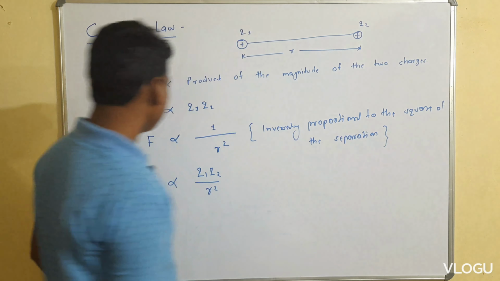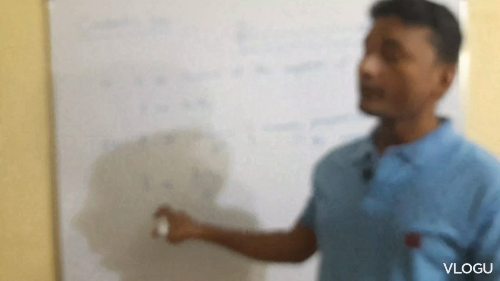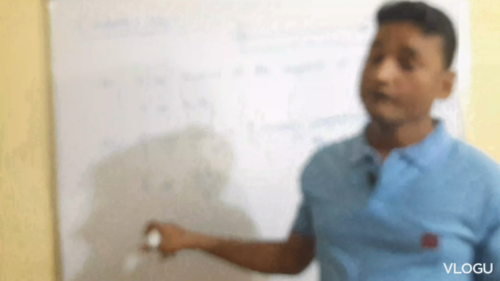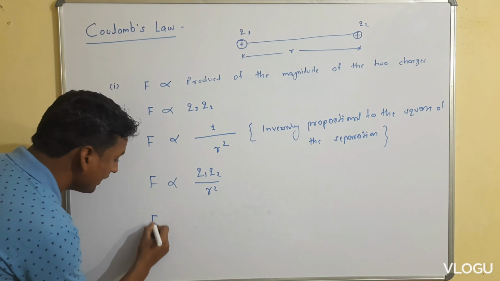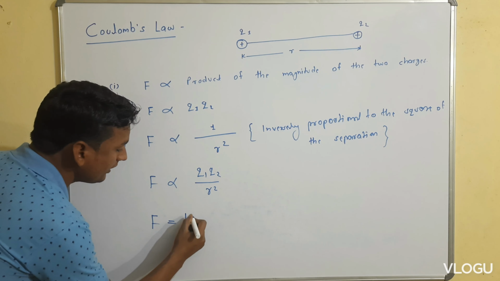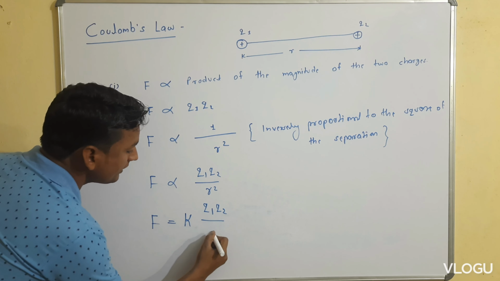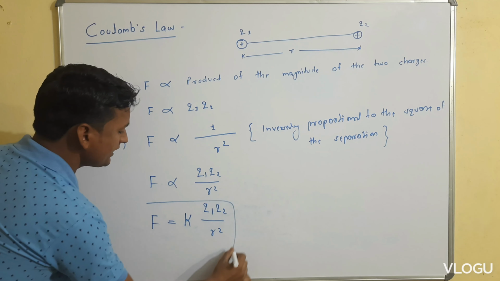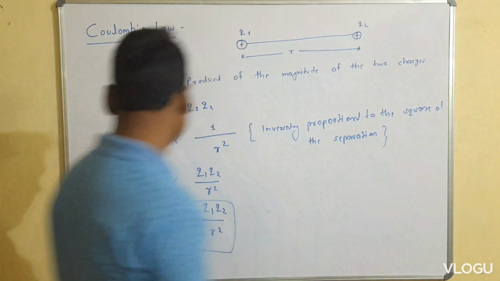Now when we combined, we found F is directly proportional to Q1 Q2 by R square. Now our motto should be to remove the proportionality sign, and we know clearly that when we remove the proportionality sign, we need to put an equivalence constant. That constant gives F is equal to K multiplied with Q1 Q2 divided by R square, where K is simply a constant, or we can say it is the Coulombian constant or Coulomb constant.